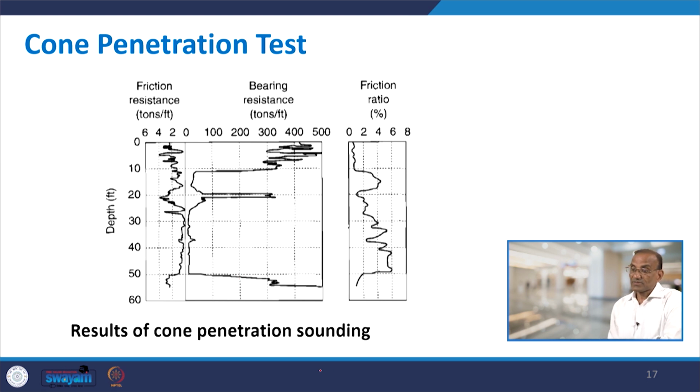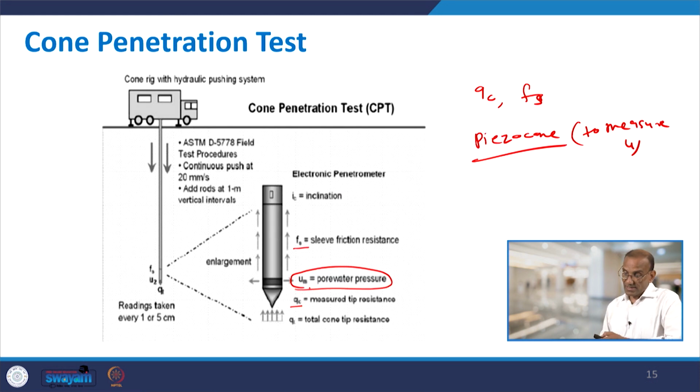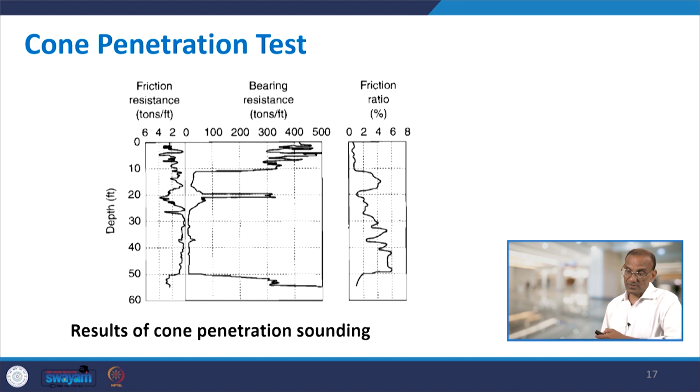The friction ratio, as we discussed, depends on the sleeve friction and the cone penetration. So, Fs is the sleeve friction, while QC is the tip resistance. If you divide the sleeve friction by the tip resistance, you get the friction ratio, and you see the friction ratio is also varying. In this case it varies from 0 to 6, and the variation with depth is quite large.